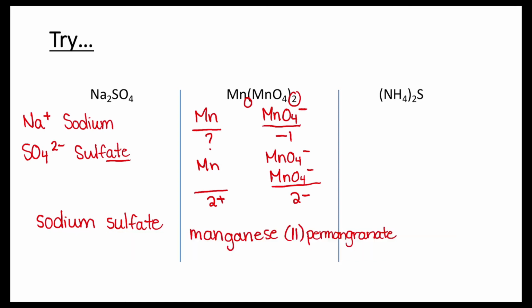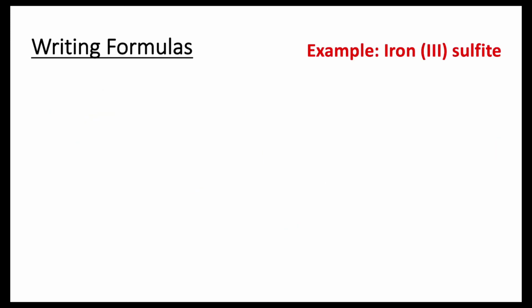Okay, last example. In this case, ammonium only has 1 charge, and it's a 1+, and sulfur also only has 1 charge, which is a 2-. So ammonium we can name directly, and then ammonium sulfide is your answer for this one. So take a moment to just check these over and make sure they match with yours. And then we're going to go into writing formulas.